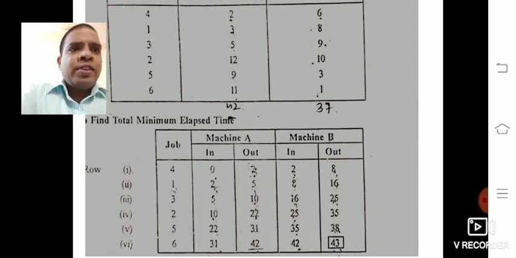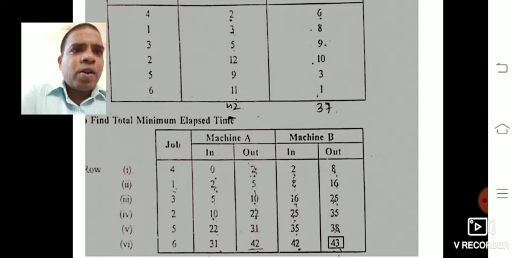Now it has to enter machine B, so the previous job is 3, so it comes after the 25 minutes only. After completion of 25 minutes, that time we can call the in time for machine 2, that is 25 minutes. And the next processing duration is 10, so 25 plus 10, that is 35. Okay, similarly do it for the fifth and sixth job.